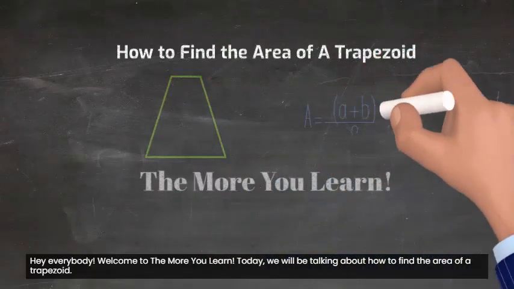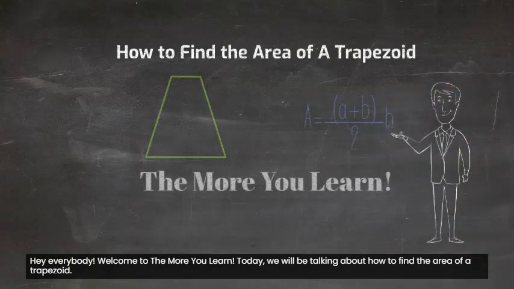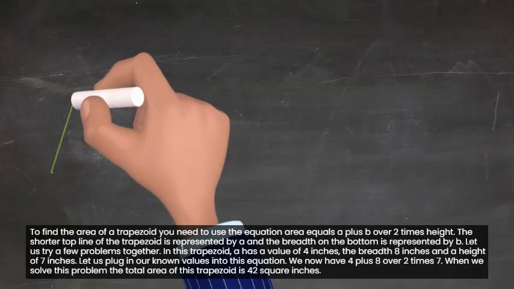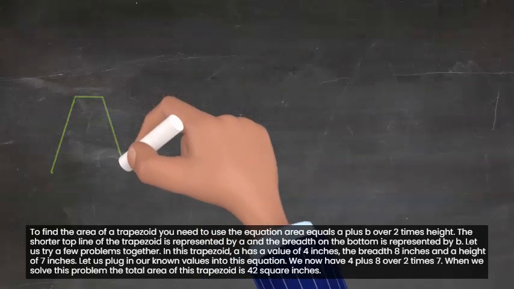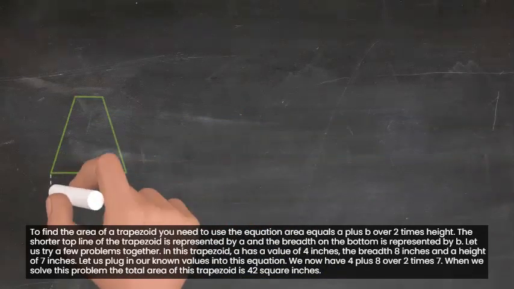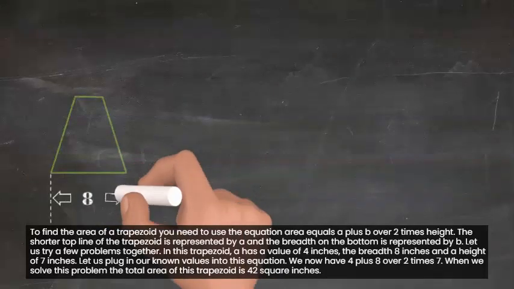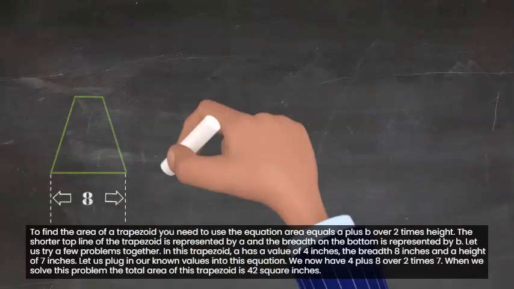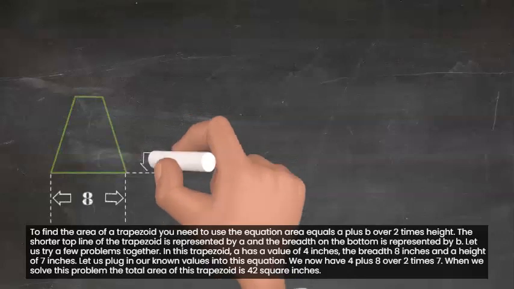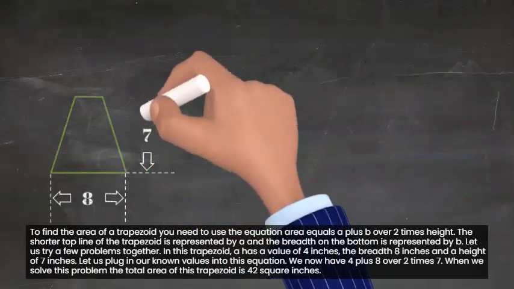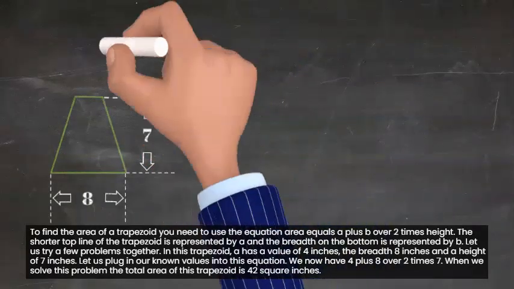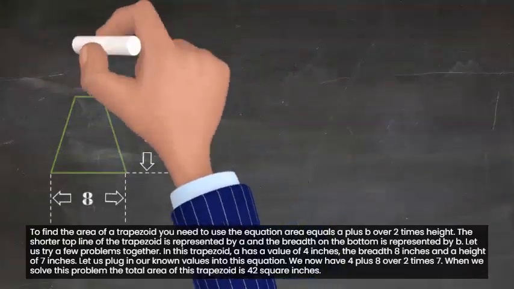Today, we will be talking about how to find the area of a trapezoid. To find the area of a trapezoid, you need to use the equation: area equals (A plus B) over 2 times height. The shorter top line of the trapezoid is represented by A, and the breadth on the bottom is represented by B. Let us try a few problems together.